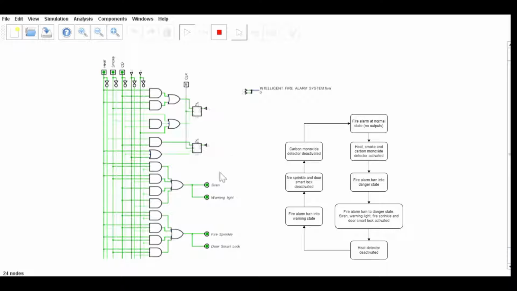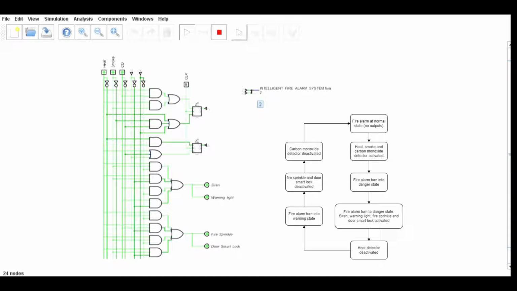In the first situation, the fire alarm was at the normal state in the beginning. After that, all the inputs activated and turned the fire alarm into danger state. In this state, all the outputs were activated to warn people and increase the efficiency of the firefighting operation. When the fire is extinguished, the heat detector will deactivate, but the smoke detector and carbon monoxide detector are still activated. This situation will happen because carbon monoxide is produced when incomplete combustion happens.